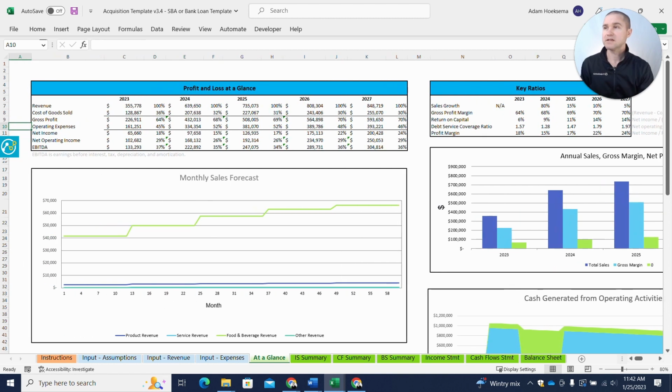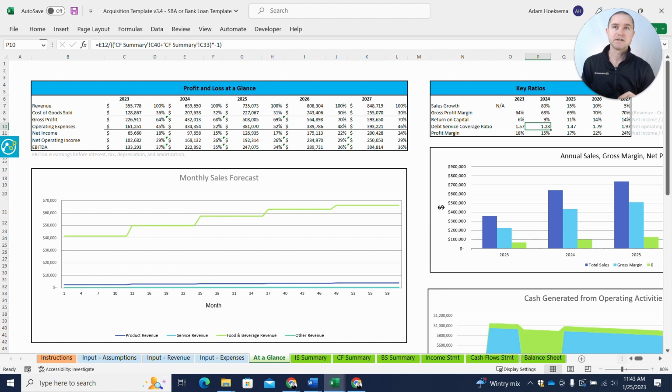Now, in this model, I've got this all filled out with some example data of an example acquisition, and we're projecting the net operating income, you can see in this row here. And based on the numbers we're starting out with, you can see that even in our worst year, the second year, our debt service coverage ratio still is above that 1.25 number.